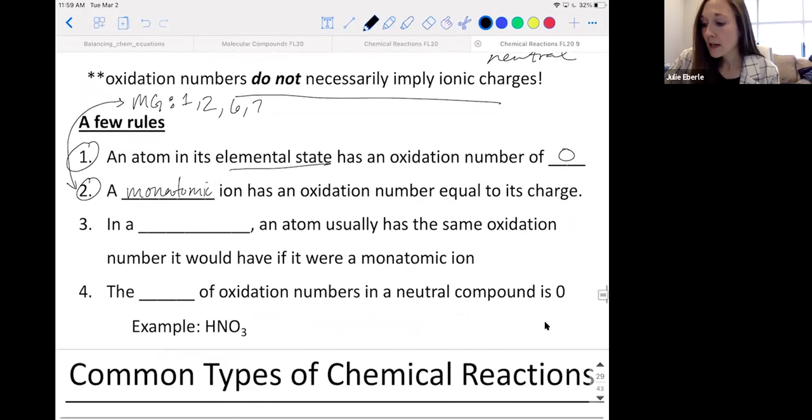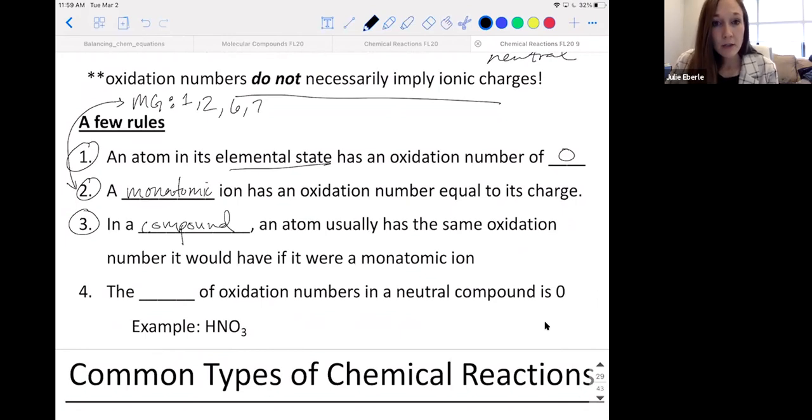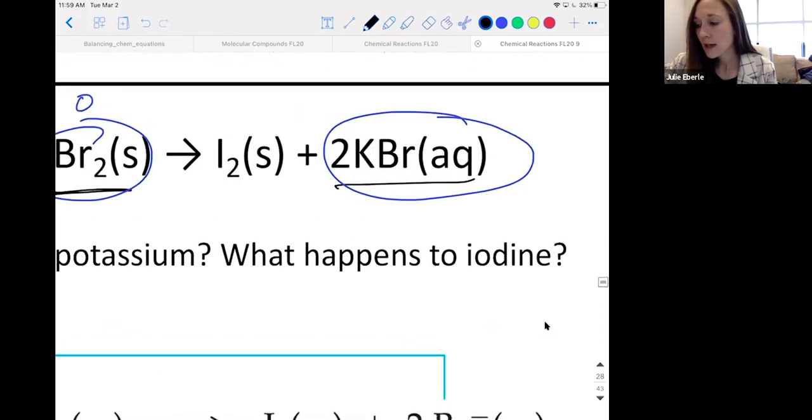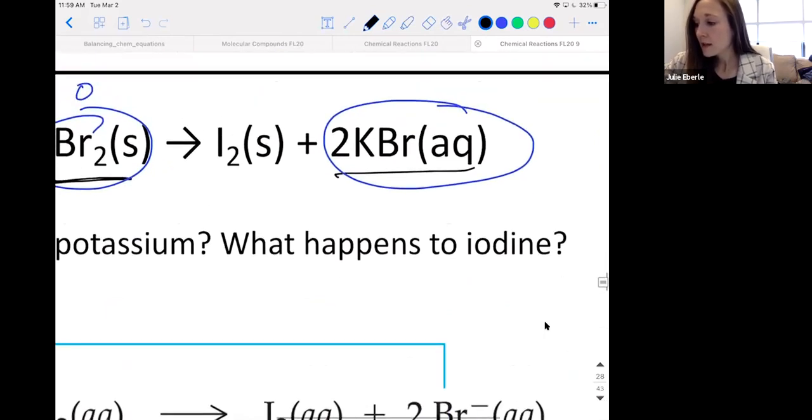Okay. Now in a compound, rule number 3, an atom usually has the same oxidation number it would have if it were an ion. That sounds very repetitive, and it is. So if you're looking at a compound, like KBr, which we did earlier, we said potassium is a +1 and bromine is a -1. You're thinking about what kind of charge it would have if it were an ion, and it's an ionic compound.